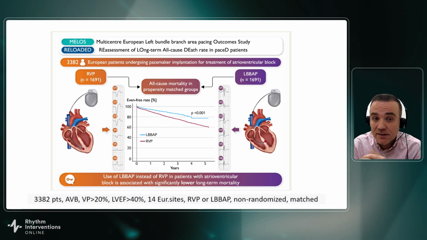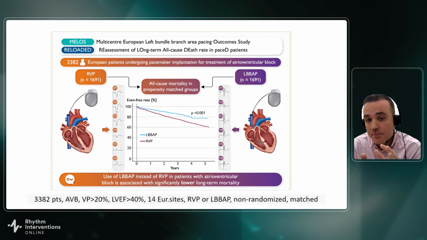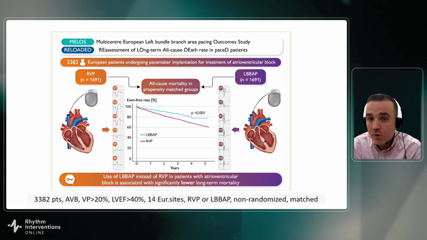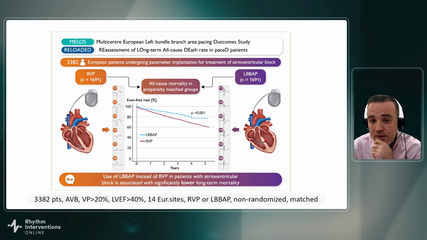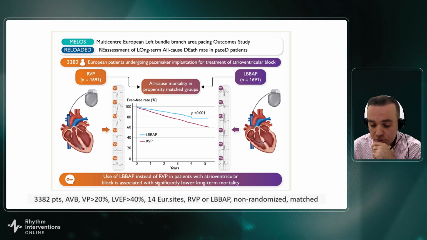The next important study was recently published, the Melo-Reload study. It was an observational study, included more than 3,000 patients with AV block and LV function above 40%. And the primary endpoint was all-cause mortality in propensity matched groups. And here we can see that left bundle branch area pacing showed a significantly lower long-term mortality compared to right ventricular pacing.